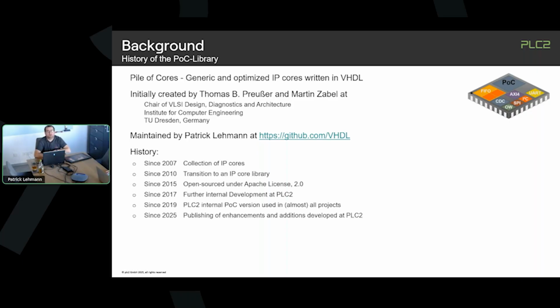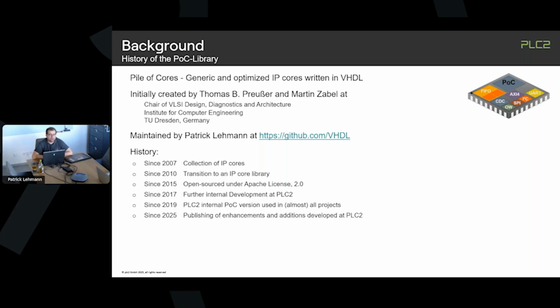And for the creation history, actually it started already in 2007 as a collection of IP cores. And then in 2010, there was a transition from a collection of individual IP cores to a library. That means that IP cores are tightly coupled with each other, that interfaces are building up on each other. In 2015, we started open sourcing the whole library under the Apache 2 license.